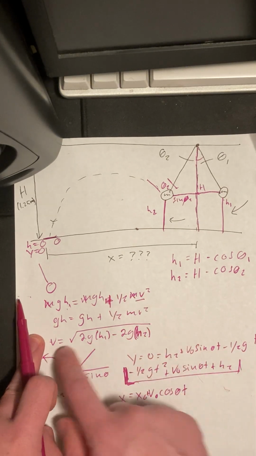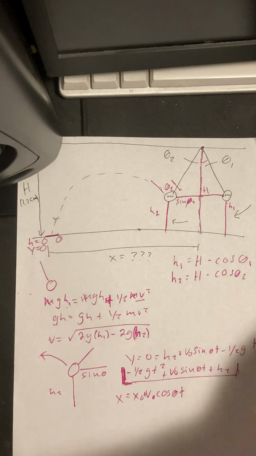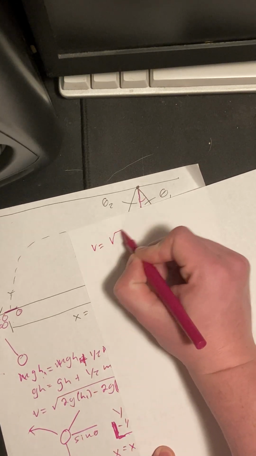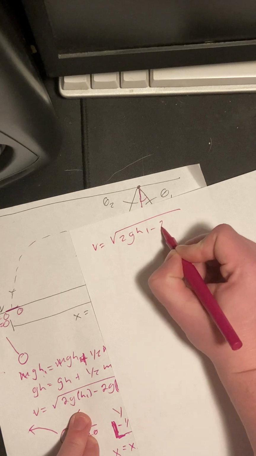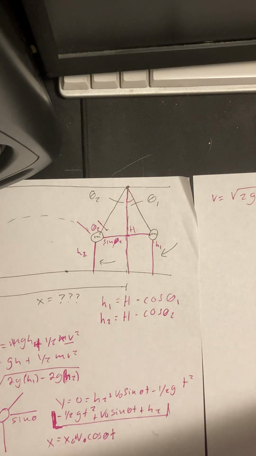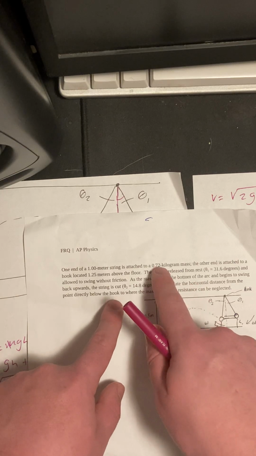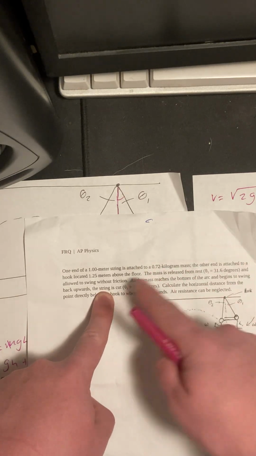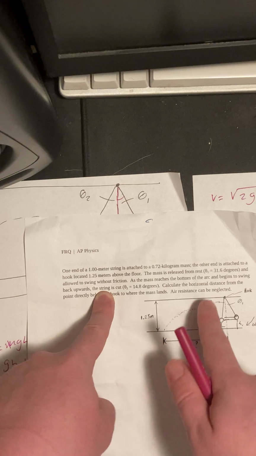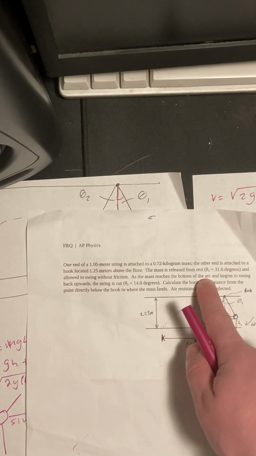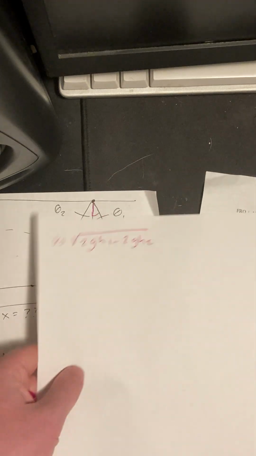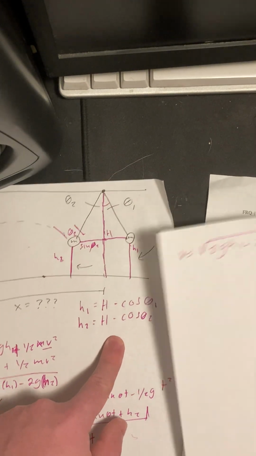I'm going to rewrite these three equations, our velocity, our y, and then our x equation, over here to plug in our numbers. So our velocity equation is v equals the square root of 2g h1 minus 2g h2. And let's calculate that with our original problem. So in the original problem, it said the mass was 0.72. That doesn't matter. Our height original is, well, the total height is 1.25. We don't need that right now, but we need the degrees. We need the angles for this part because we broke h1 and h2 into two different sections. So we can rewrite this as this.